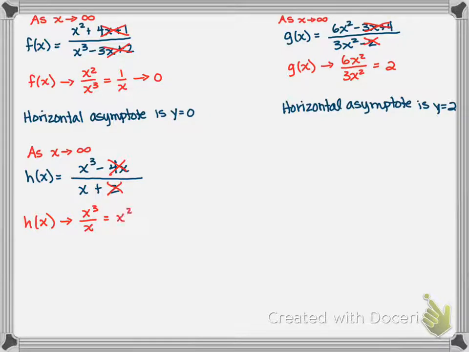X squared. And what happens to x squared when x gets really, really big? It also gets really, really big, right? If you square bigger and bigger numbers, like if you square 1, you get 1. If you square 2, you get 4. If you square 3, you get 9. As you square bigger numbers, it gets bigger and bigger and bigger.